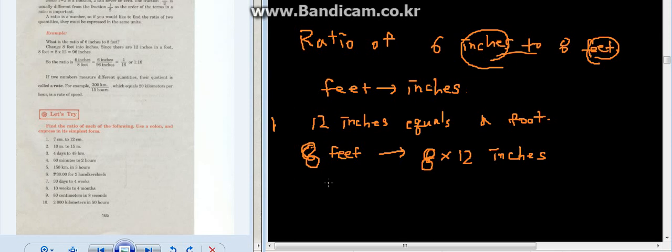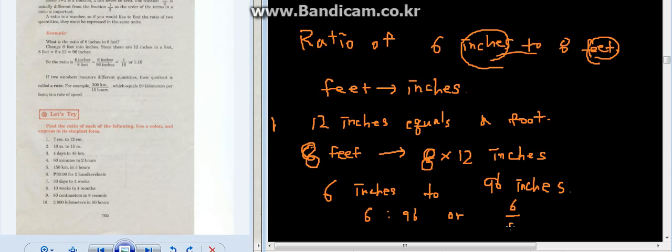Then now we compare 6 inches to 96 inches, which comes from 8 multiplied by 12. We can simply say 6 to 96 or 6 over 96.